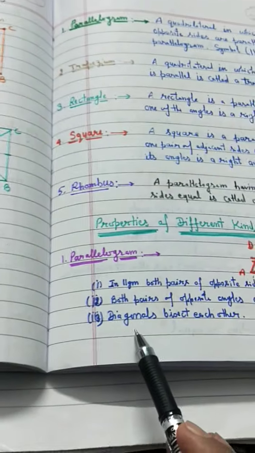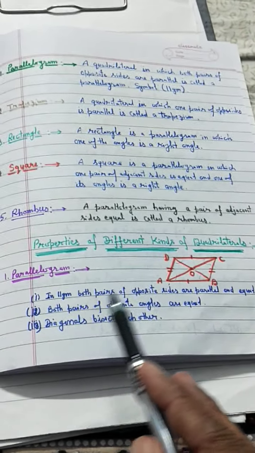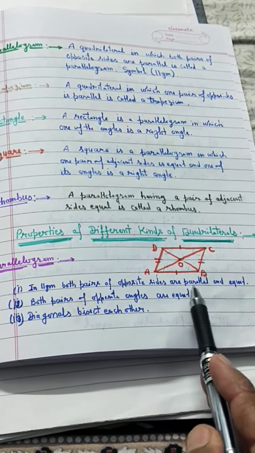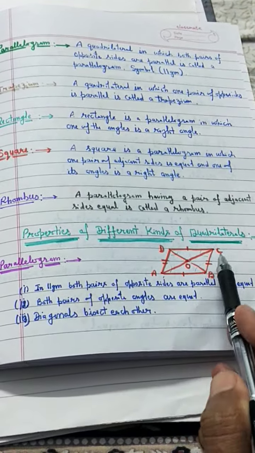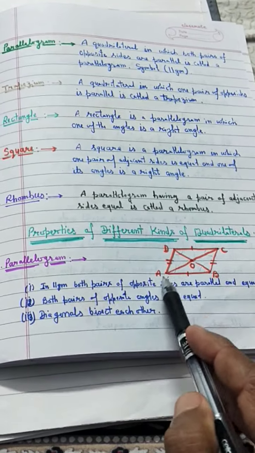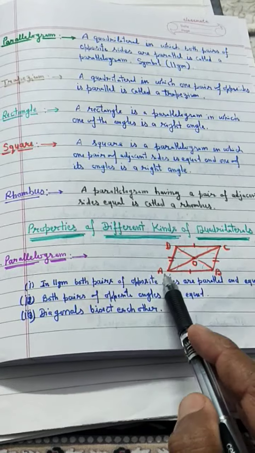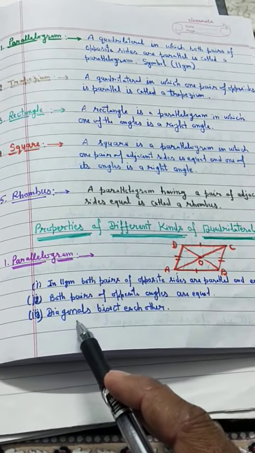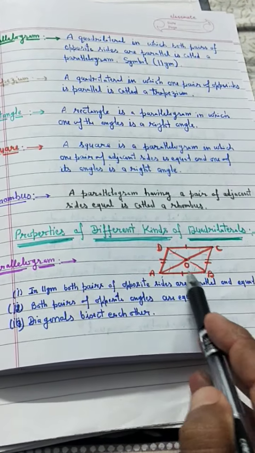Now, what are the properties of a parallelogram and a trapezium? In a parallelogram, both pairs of opposite sides are parallel and equal. AB parallel to CD, AD parallel to BC. AB is equal to CD and AD is equal to BC. Both pairs of opposite angles are equal. Angle A is equal to angle C and angle B is equal to angle D. And diagonals bisect each other. AO is equal to OC and BO is equal to OD.